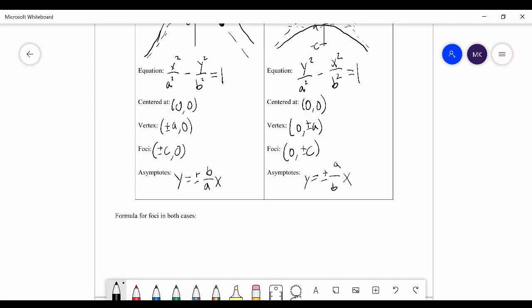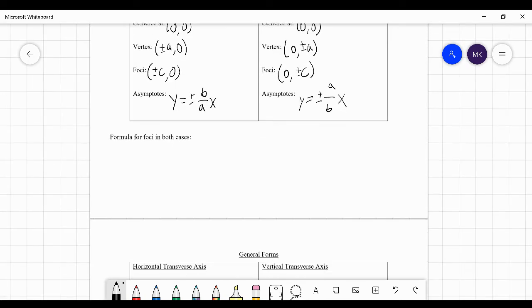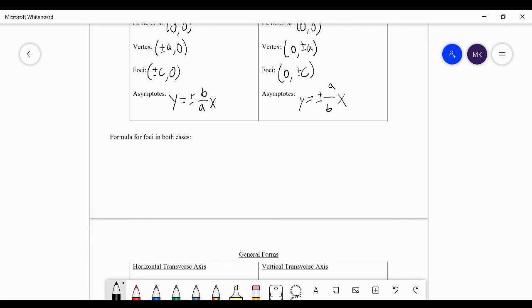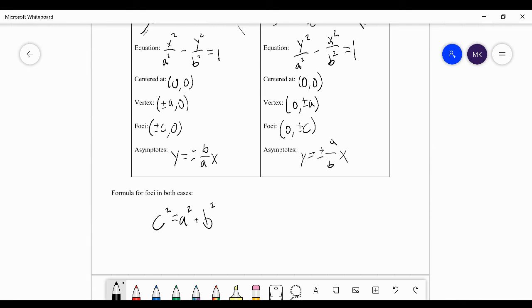So how do we find the foci? How do we find this lovely magical c that we're talking about? Well, it's really easy. It's a very simple formula. It's c squared is equal to a squared plus b squared. So nothing too crazy. Take an a value, take a b value, square them, add them, square root them, and you get c. So good old Pythagorean theorem.